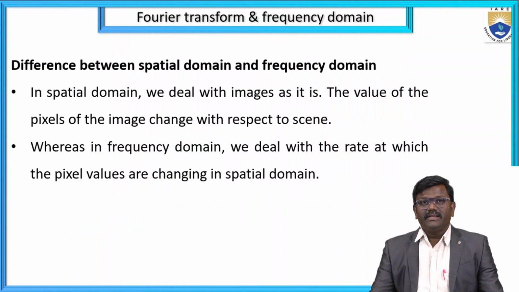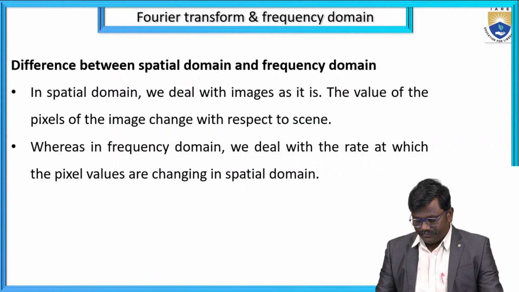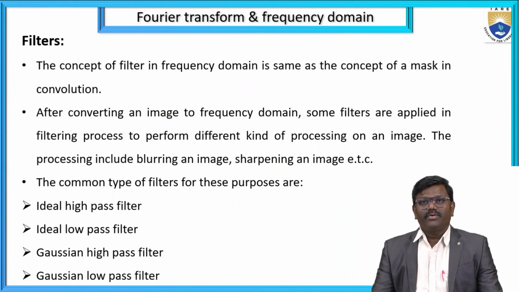Also concentrate on the difference between the spatial domain and the frequency domain. In the spatial domain, we deal with images as they are: the pixel values of the image change with respect to the scene. Whereas in the frequency domain, we deal with the rate at which the pixel values are changing in the spatial domain. So we understand so far about the Fourier transform and Fourier series differences with respect to the frequency domain.